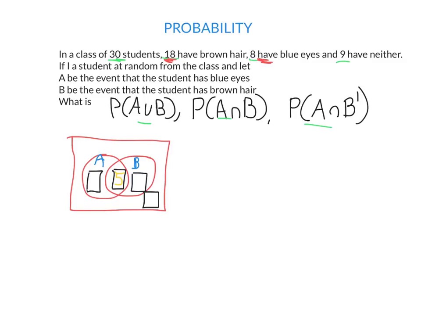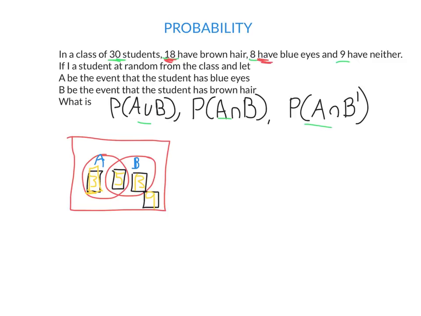So what goes in this box here? Well, you might think, okay, 8 had blue eyes, I'll put 8 in there. But there's already 5 in the A circle, so we only want another 3 inside it. So there are 3 that have blue eyes but not brown hair. Similarly, there were 18 with brown hair, so there's already 5 in the B circle. I need 13 more, and then there were 9 that had neither. Note, 9 plus 13 plus 5 plus 3 does equal 30.